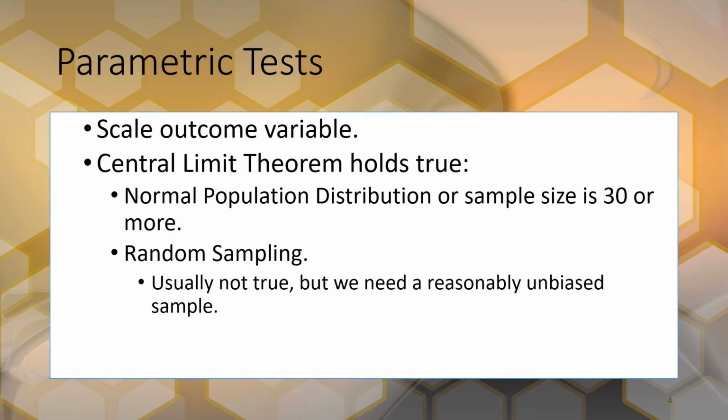and we need random sampling, but this is usually not true. We kind of relax this assumption of random sampling, but we want to make sure that the sample is not biased in some way. So say you want to know the ACT scores of everyone in the United States, or everyone who is in college in the United States, and you only sample people from Harvard, you're probably going to get a higher estimate of ACT scores than if you had a random sample. So that's probably a biased sample.